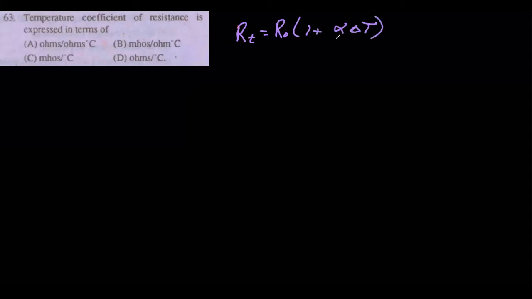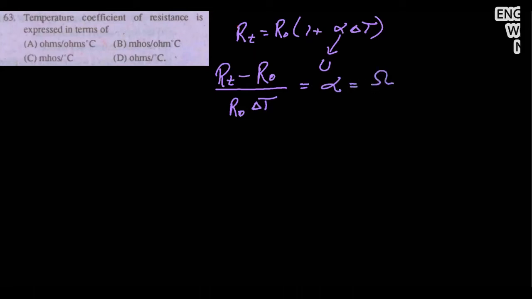Okay, so this is the temperature coefficient, that is unknown. We need to find the unit of the temperature coefficient. So the temperature coefficient will be equal to RT minus R naught divided by R naught times del T. So the temperature coefficient units will be ohm per ohm per degree. So is there any option which is ohm per degree? Yeah, so option A is the correct answer.